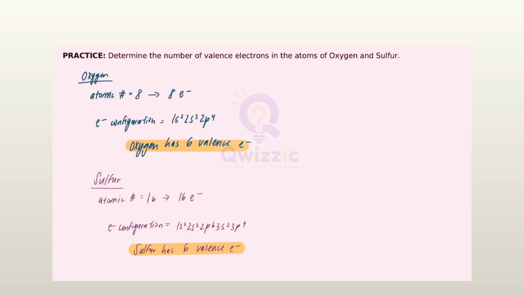Again, we have concluded from the SPDF notation that oxygen has 6 total valence electrons and sulfur also has 6 valence electrons.